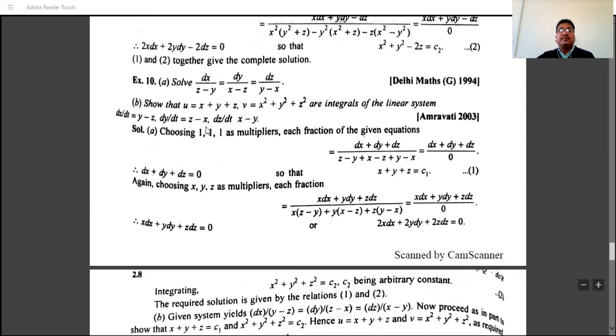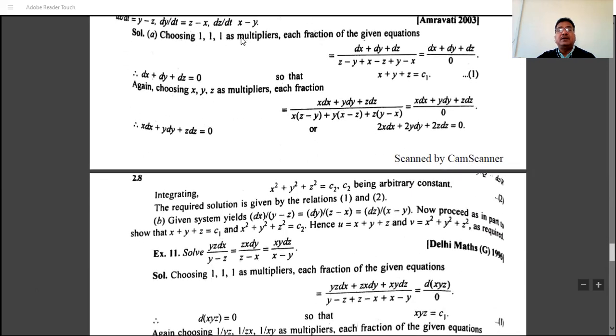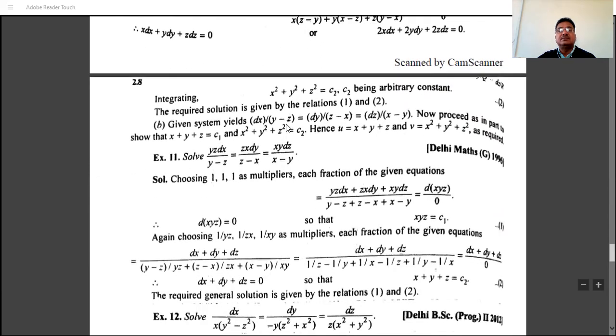So solve this problem. Only write this part A, problem number 10A. Don't write problem 10B. Okay, so the multipliers are 1, 1, 1 and x, y, z. These are the two sets of multipliers.